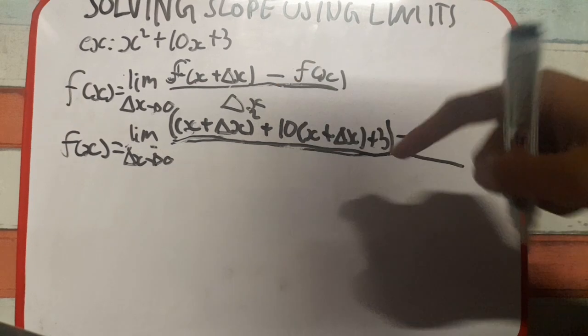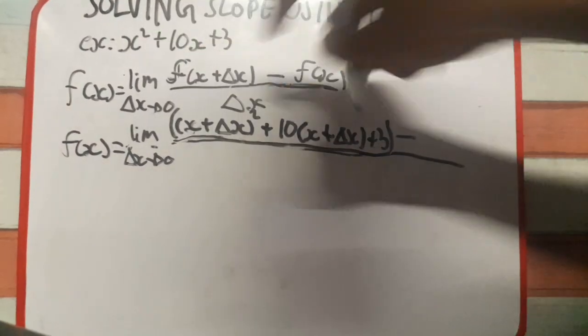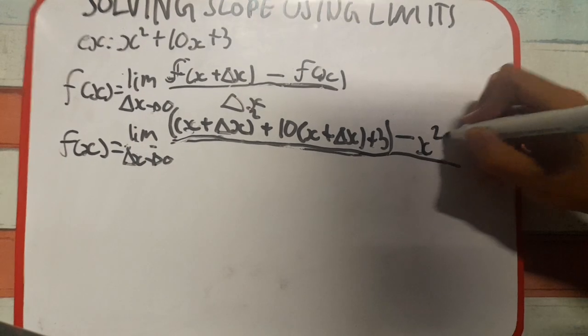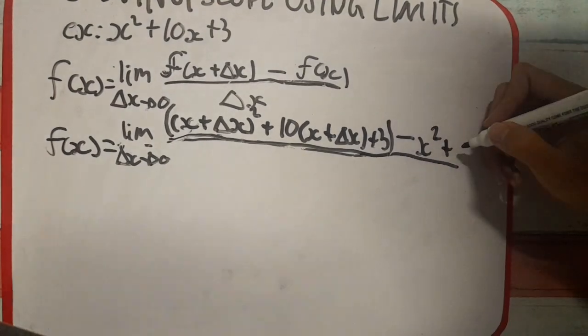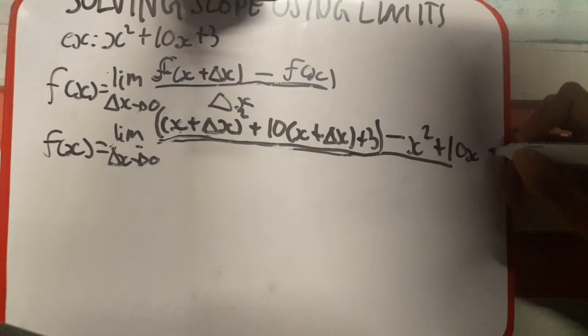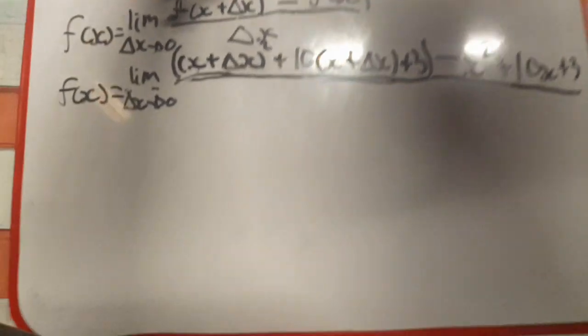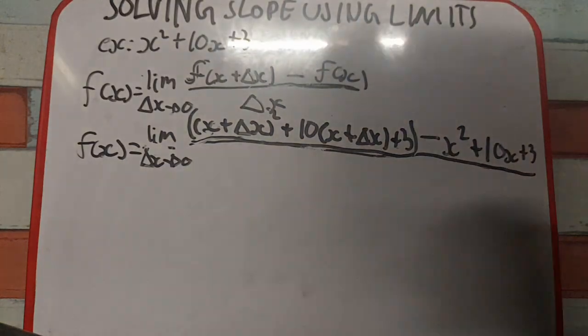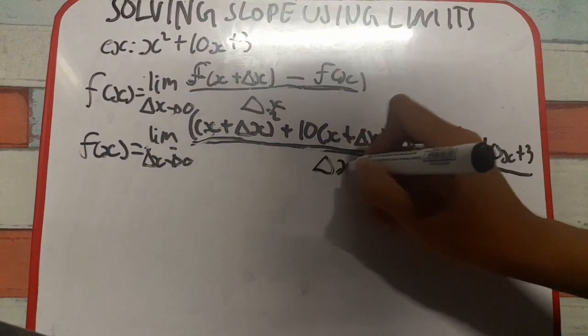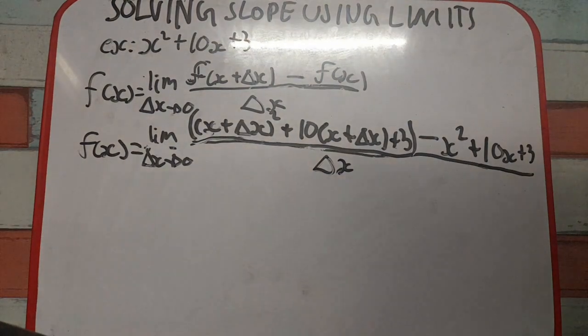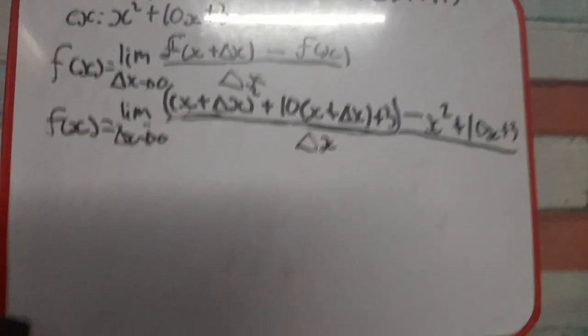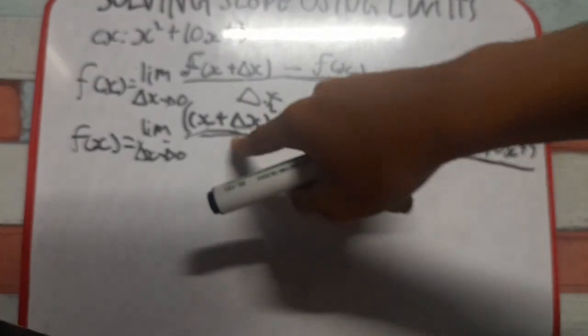minus the function x squared plus 10x plus 3. Let me fix that. And over delta x. And now we're going to expand this part over here.